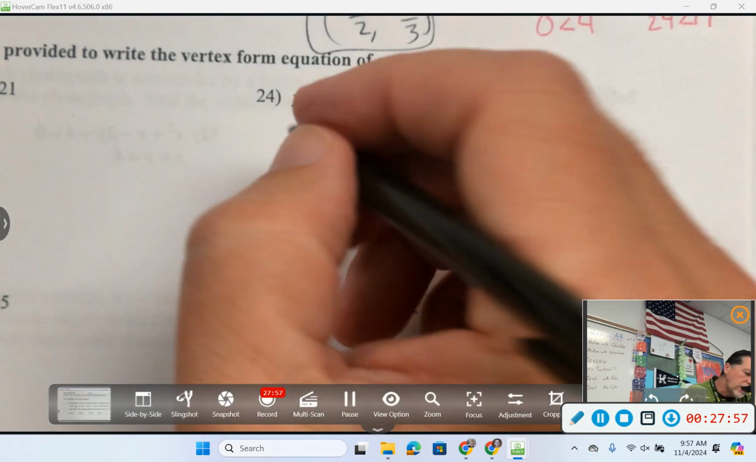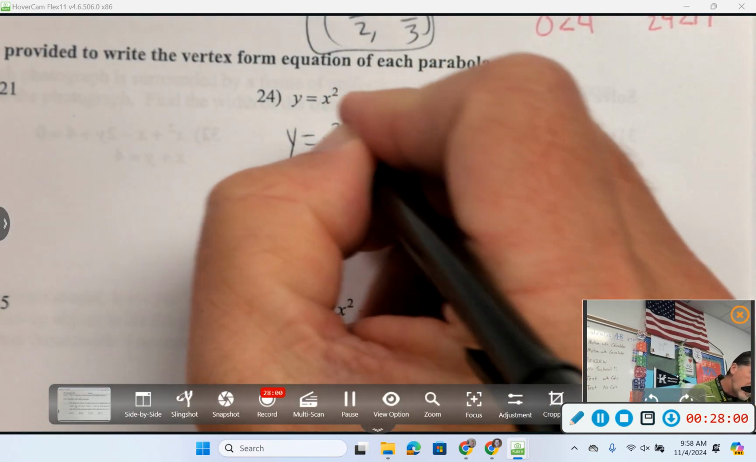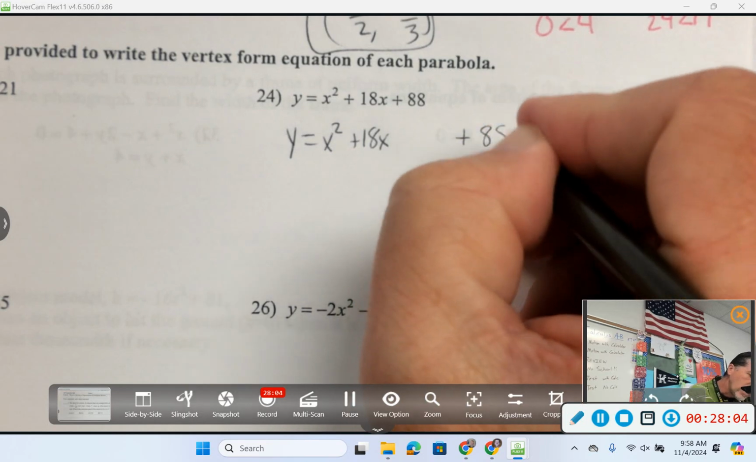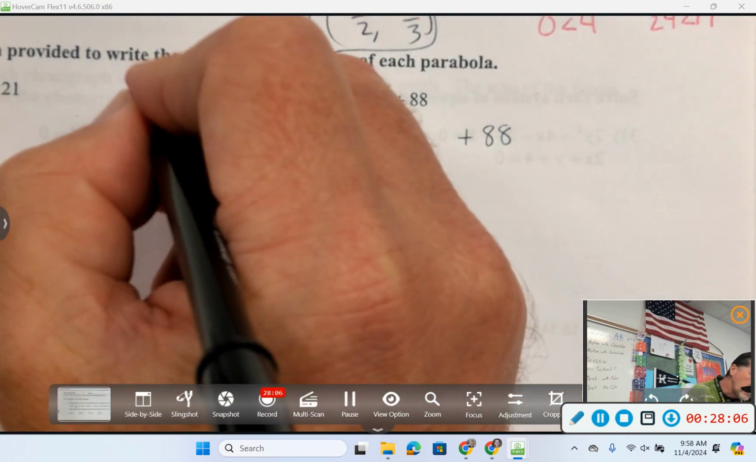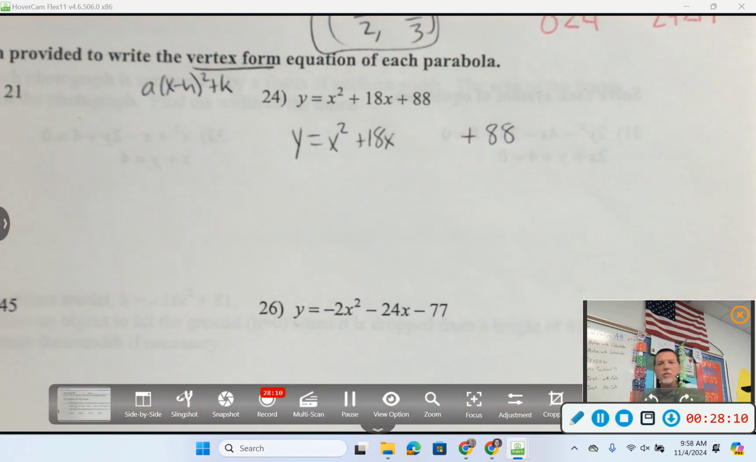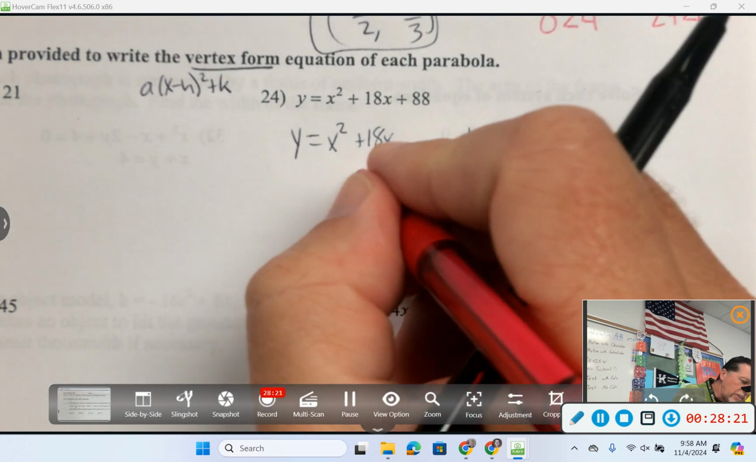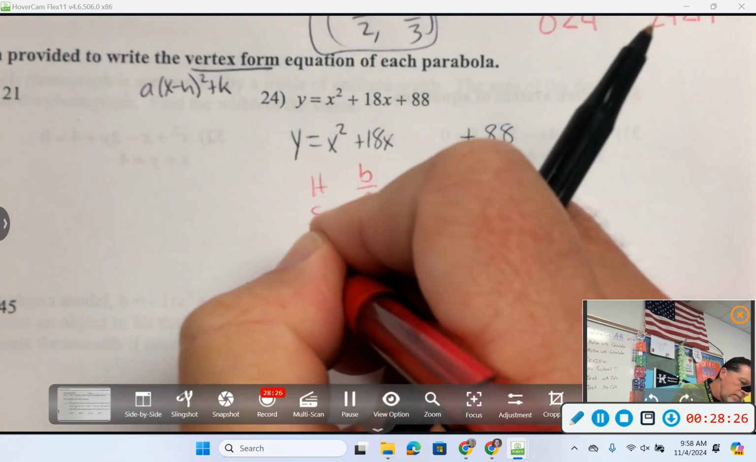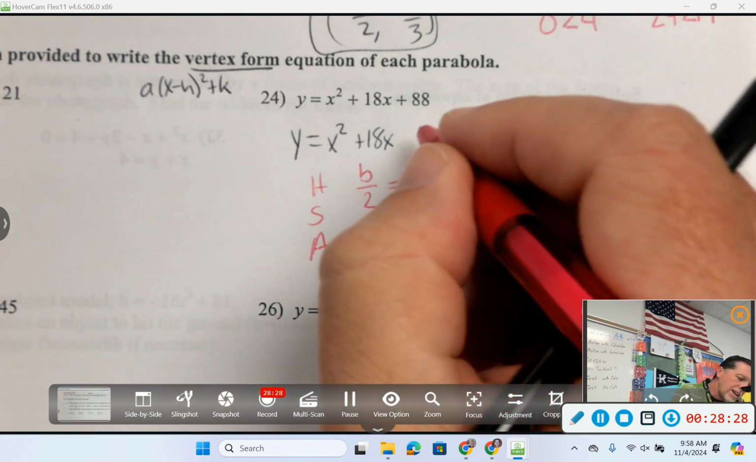Change it into vertex form. X squared plus 18x. This is where we complete the square, right? Because vertex form, we want it to look like a vertex, which means we need a completed square. So we bully C out of the way. C, you're not invited to this party. Go hang out on your own. Half it, square it, add it.